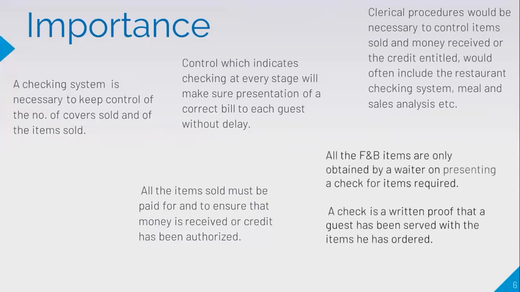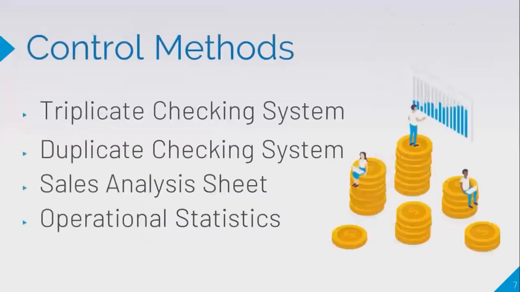So all the food and beverage items are only obtained by a waiter on presenting a check for items required. Nothing without a check should be given to the waiter or a steward. A check is a written proof that a guest has been served with the items that he has ordered. Now we're talking about control methods. We're going to focus on triplicate and duplicate checking system. Sales analysis sheet and operational statistic can be done a little later.